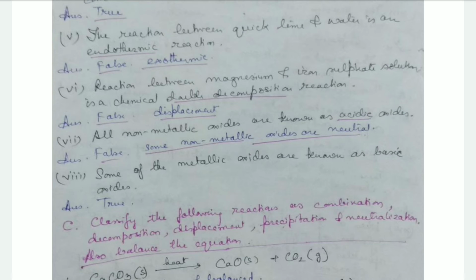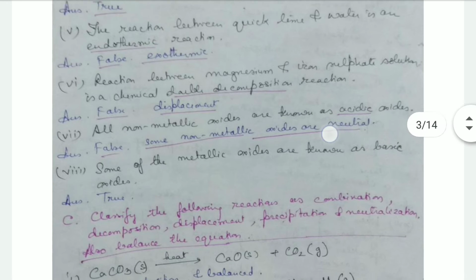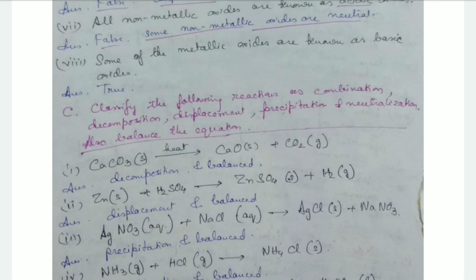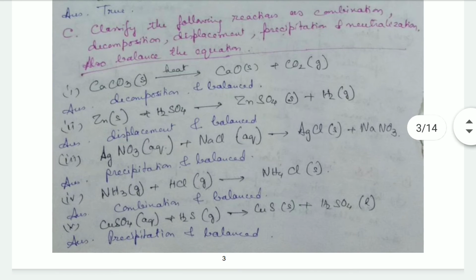All of them are not acidic. Some are neutral also. Some of the metallic oxides are known as basic oxides. That's true. Then we come to classify the following reactions as combination, decomposition, displacement, precipitation, and neutralization reaction. And also we need to balance the equation. So I see calcium carbonate, which is solid, when heated decomposes to calcium oxide and carbon dioxide. That's a decomposition reaction, and the equation is already balanced.